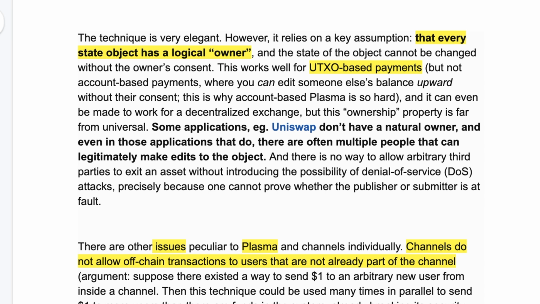Now, this solution is indeed very elegant, but it relies on the fact that every state object has an owner. So this means that it works for unspent transaction output-based payments, so basically cash payments, digital cash payments. But it does not work so well with account-based payments, and also with different applications. For example, Uniswap, that doesn't have a natural owner. And even those applications that do, there's often multiple people that can make edits to the object, and that's problematic.